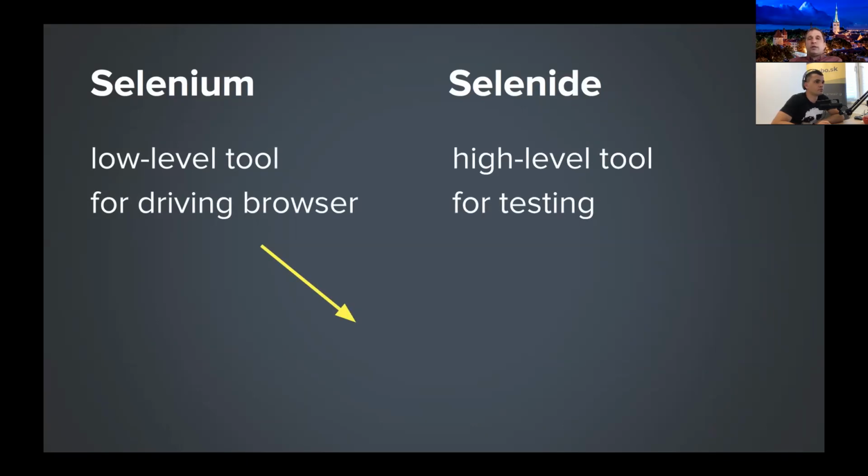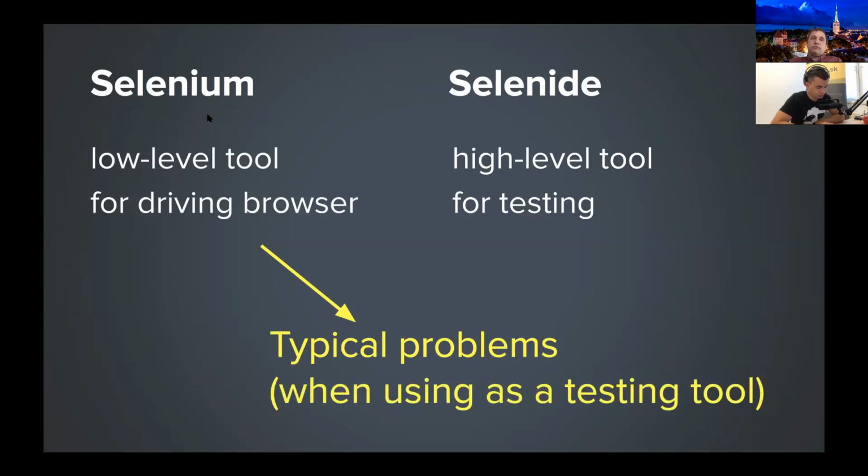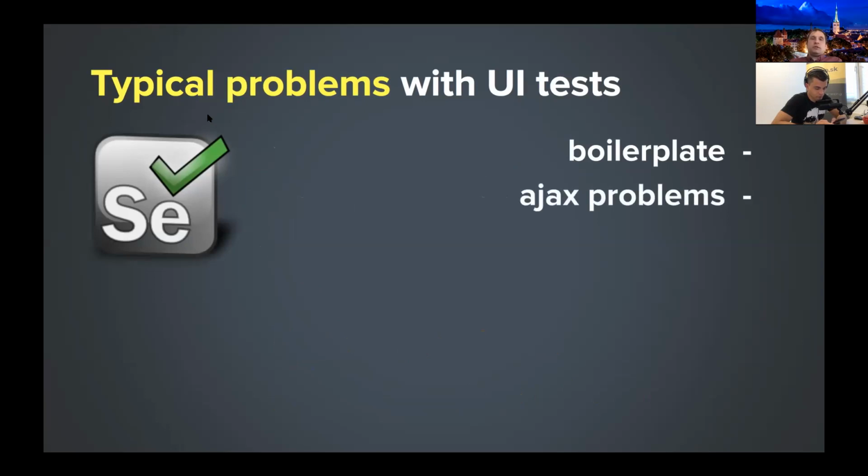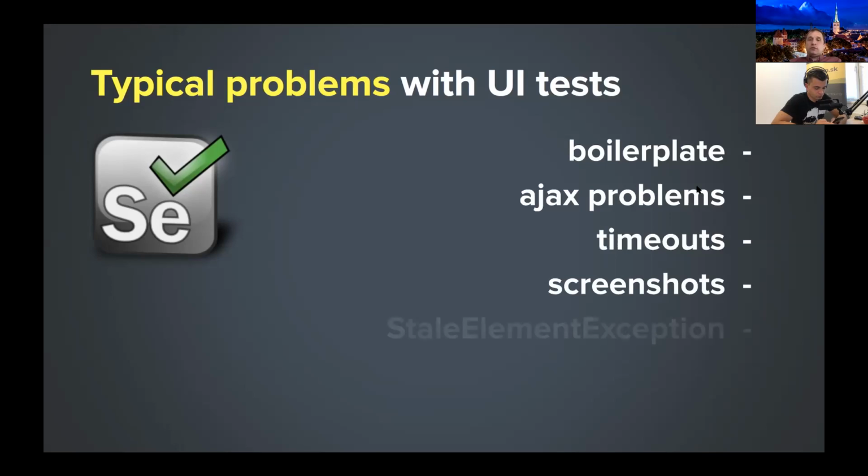But it's a common practice that many people in the world use Selenium as a testing tool, as a testing framework, and it causes a lot of typical problems. We will look at this immediately. When they use Selenium as a testing tool, they have problems. These are those typical problems with UI tests. UI tests, especially UI tests built on top of Selenium, often have a lot of boilerplate code. They often suffer from timing problems, Ajax problems. They often get timeouts. They often happen to be flaky tests. You need to write a lot of boilerplate code to take screenshots, for example, and so on and so on.